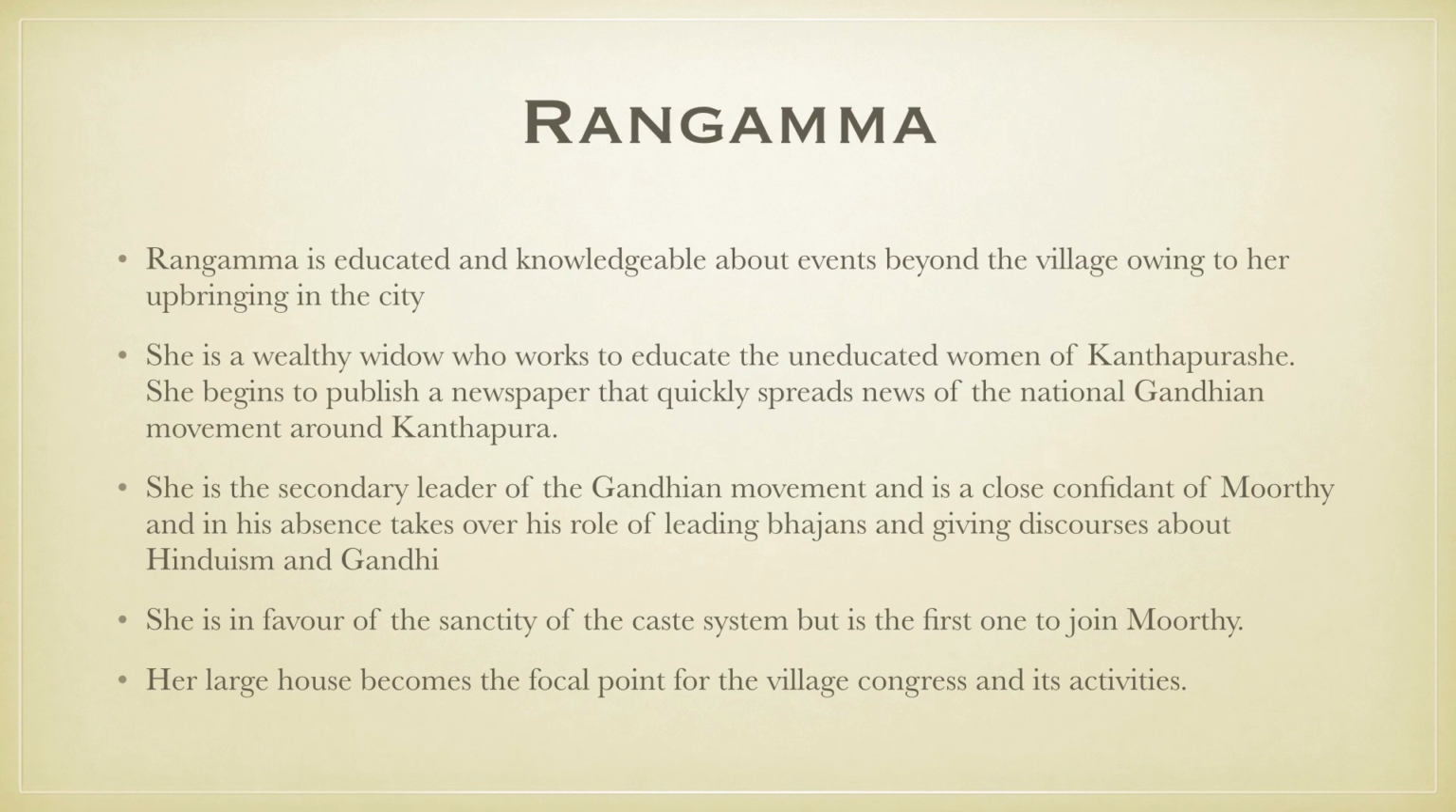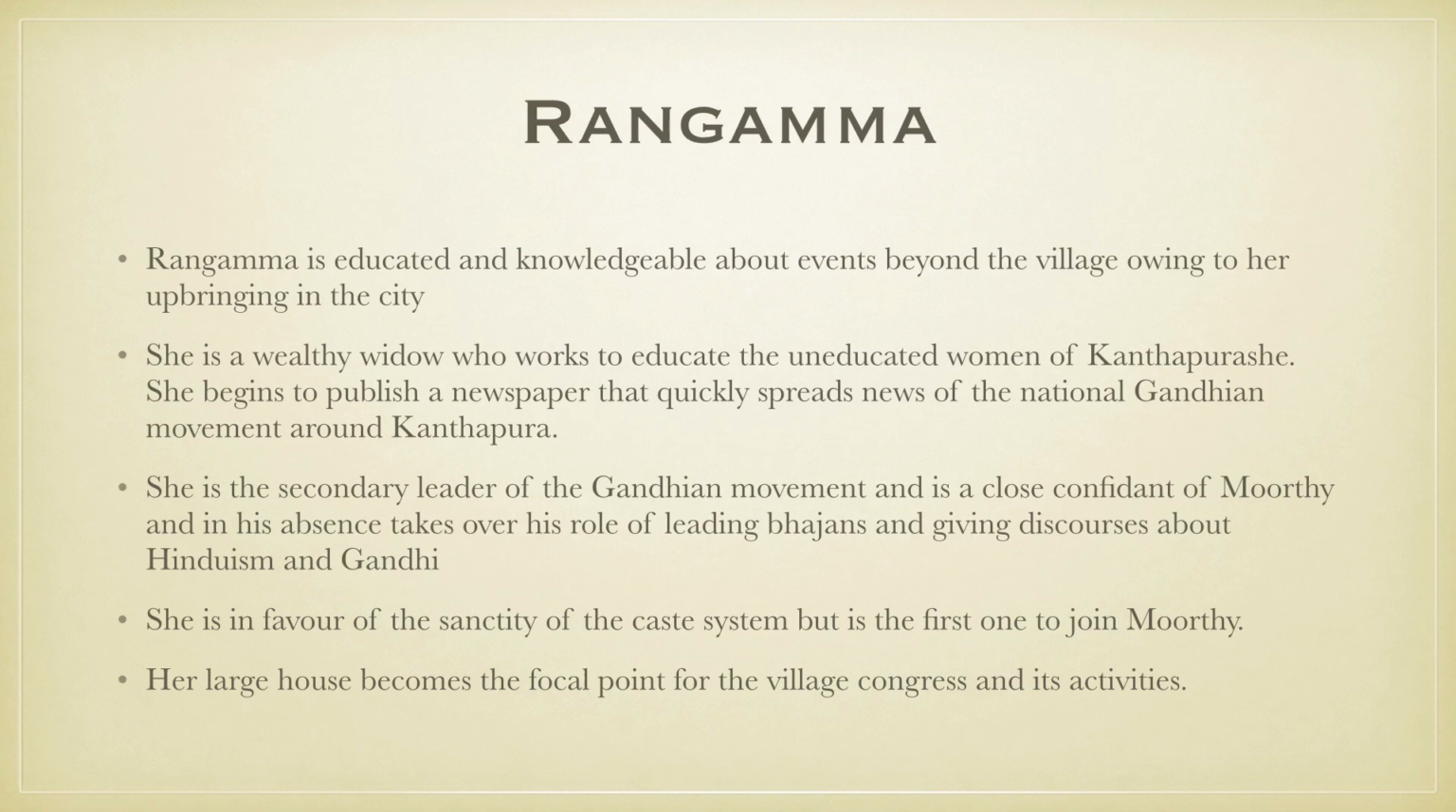Rangamma is another prominent character of Kanthapura. She is an educated woman and is well versed with the knowledge of the world even beyond the village of Kanthapura, owing to her upbringing in the city. She is quite wealthy, and she also does not deter from educating the uneducated women of Kanthapura. She also begins to publish a newspaper that quickly spreads the news of the national Gandhian movement around Kanthapura. She becomes the secondary leader of the Gandhian movement and is a close confidant of Murthy. In the absence of Murthy, she takes up the role of Murthy of leading bhajans and giving discourses about Hinduism and Gandhism in Kanthapura.